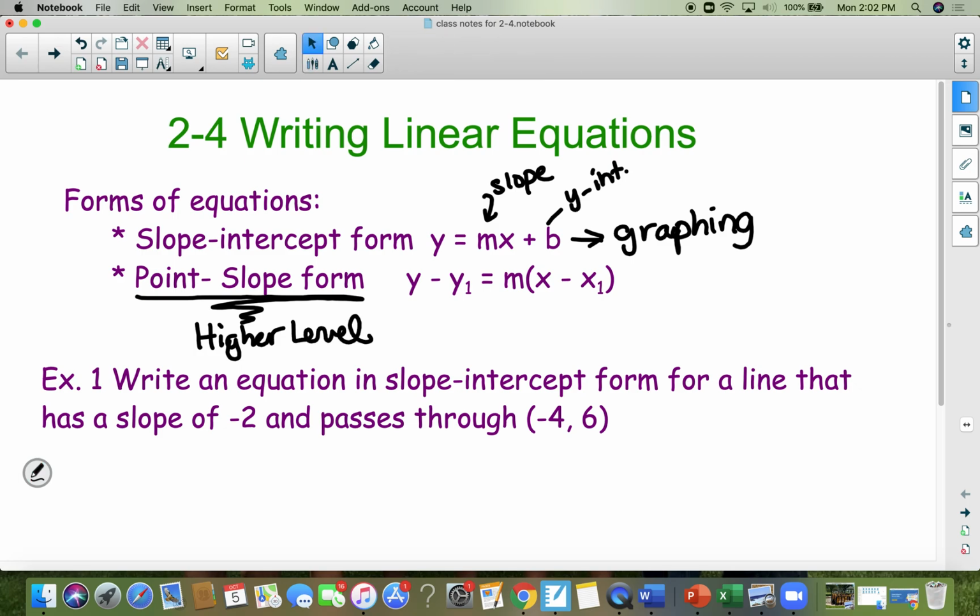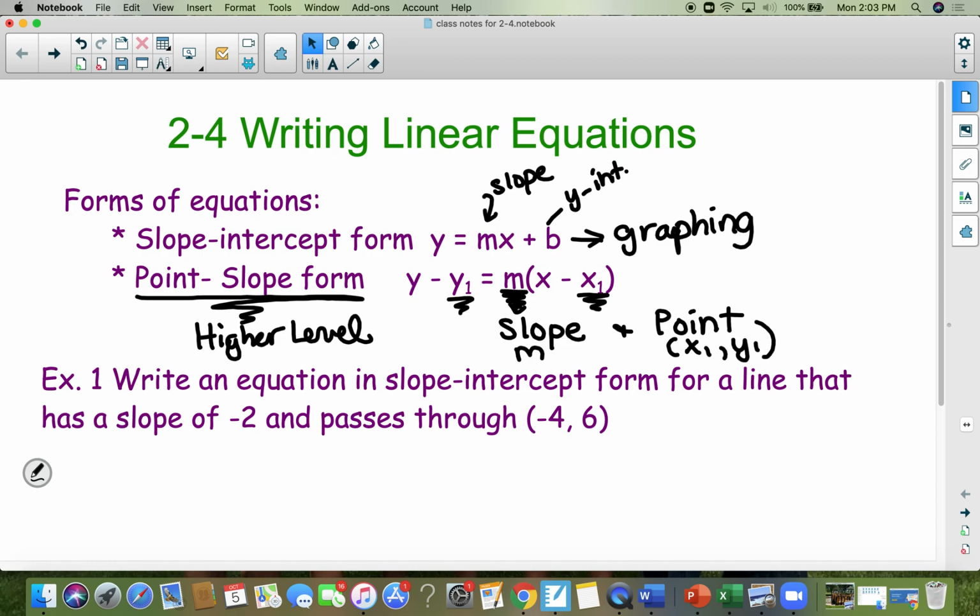AP Calculus and College Algebra use y2 minus y1 equals m times x2 minus x1. I don't really put the 2's in there though. Some books do. I just leave it as y minus y1 equals m times x minus x1. In this problem, you need to know what the slope is. So you need to fill in the m, and you also need a point. So you need a slope and you need a point. The slope is m, and the point is the x1 and the y1.